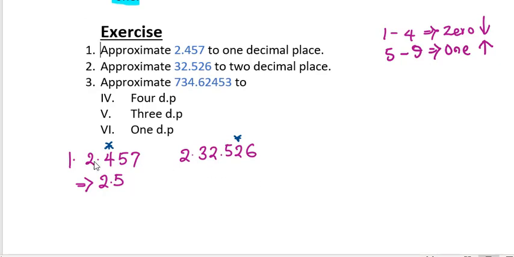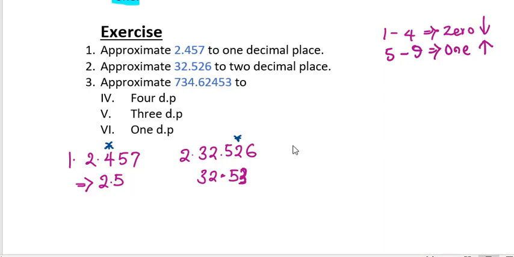Now from this very point, we can see that starting from the right, approximate 6. 6 is between 5 to 9, and that's 1. 1 plus 2 is 3. So we have 32.52... sorry, 0.53. You know why it's 3? Because when you approximate 6, 6 is 1. 1 plus 2 is 3. And you have to stop there because, according to the instruction, you are asked to stop there.